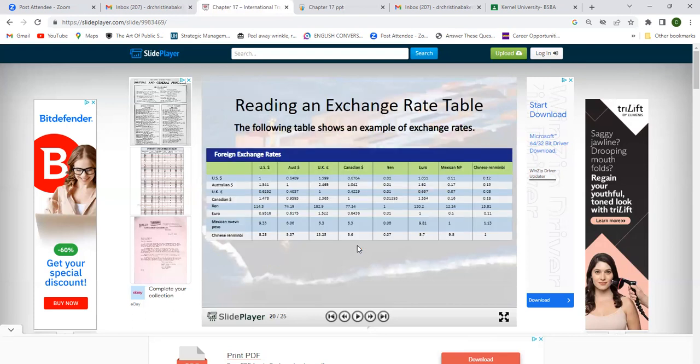Here you go. This right here is reading an exchange rate table. The following table shows examples of exchange rates. We can see the US dollar as it compares to other countries: Australian, UK, Canadian, the yen, the euro, the Mexican nuevo peso, and Chinese renminbi.